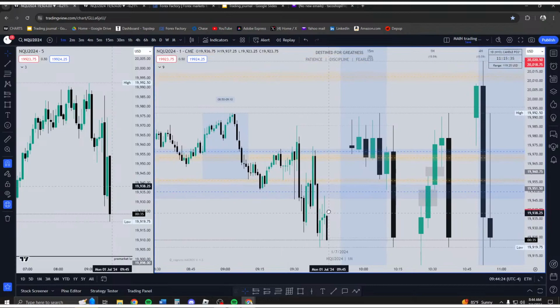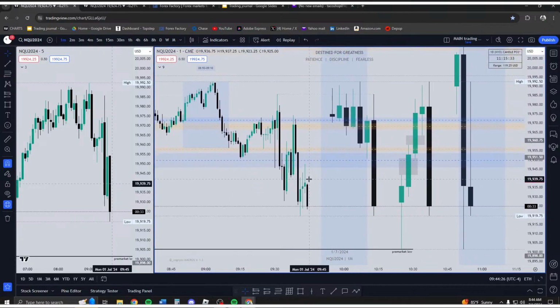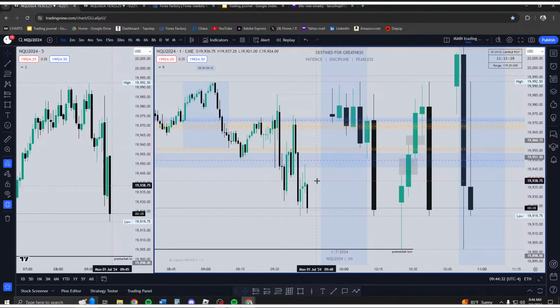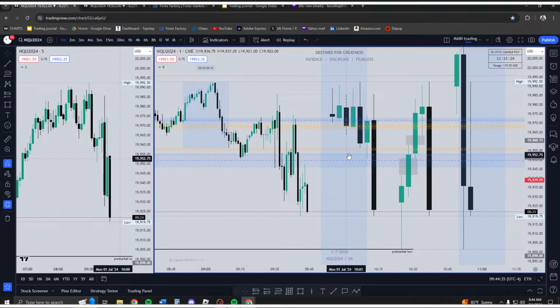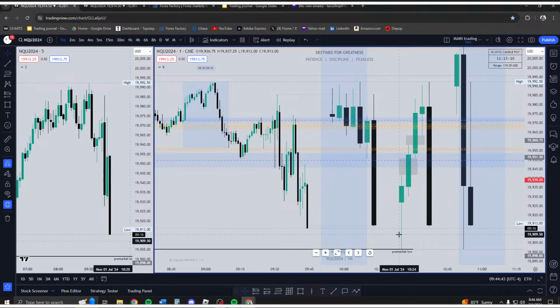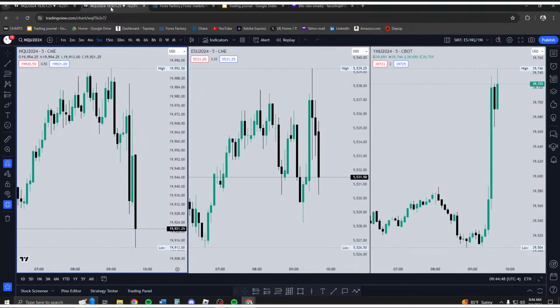About 15 minutes left. Wait, I might actually take it at pre-market lows.